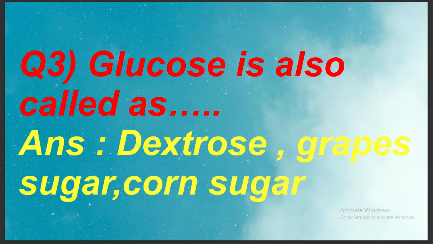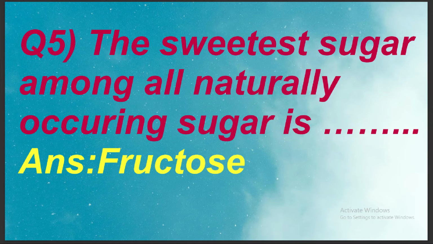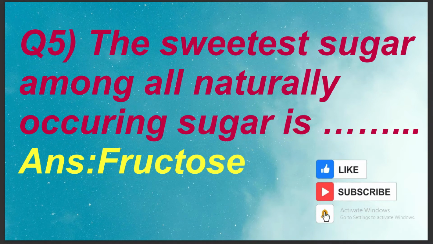Question number 3. Glucose is also called as Dextrose, corn sugar, grape sugar. Question number 4. Hemoglobin is a type of which protein? Conjugated protein. Question number 5. The sweetest among all naturally occurring sugar is Fructose.